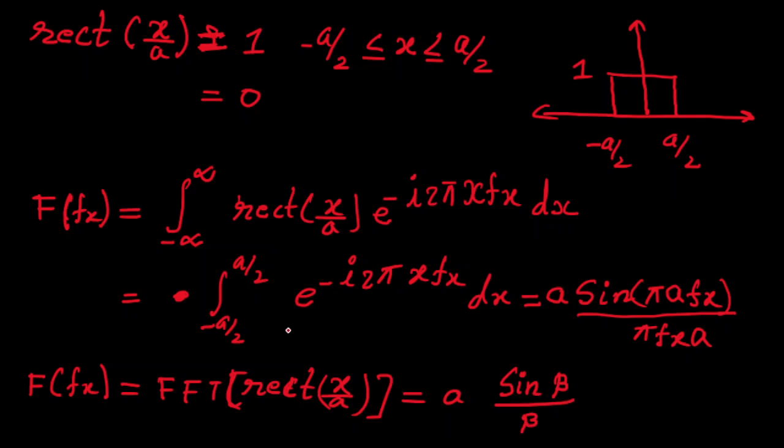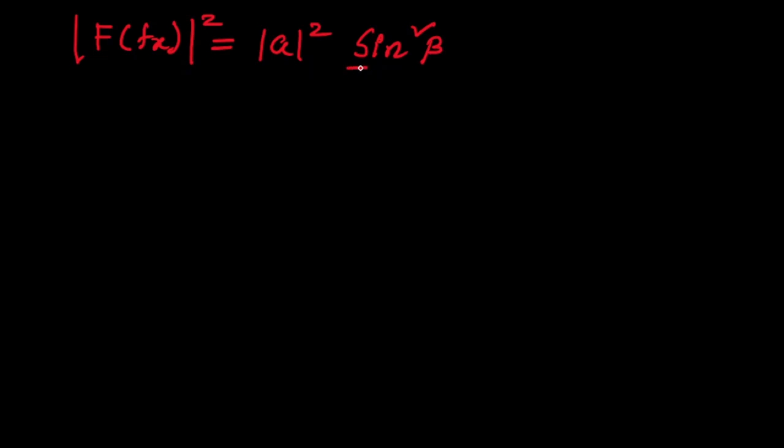So now if I take the square of this Fourier transform, what will we get? If we write the square of this Fourier transform, we'll get a square into sine square beta divided by beta square.